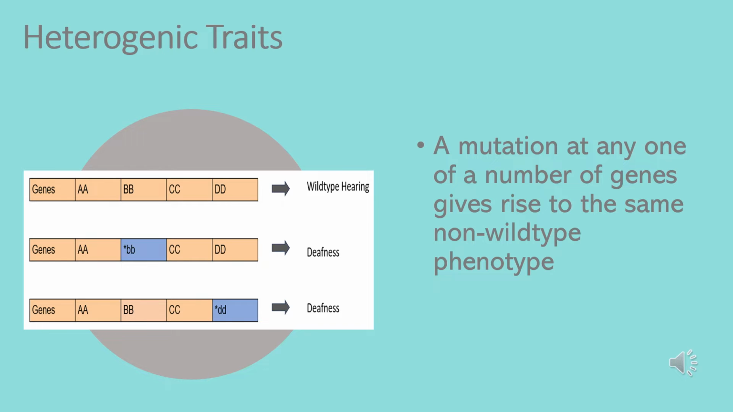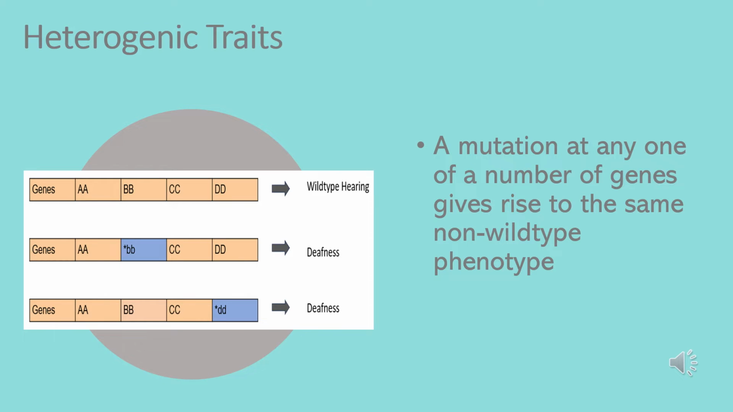In this image, the inheritance of recessive alleles in a gene is notated by an asterisk and blue shading. In the first scenario, we see no blue, so no recessive alleles have been inherited in the genes needed for wild-type hearing, and as a result, we get wild-type hearing. In the second scenario, however, we see blue shading at gene B, denoting that recessive alleles have been inherited at this gene. As a result, we get the non-wild-type phenotype of deafness. In the third scenario, we see blue shading in gene D, indicating that recessive alleles have been inherited at gene D. As a result, we once again get the non-wild type phenotype of deafness.